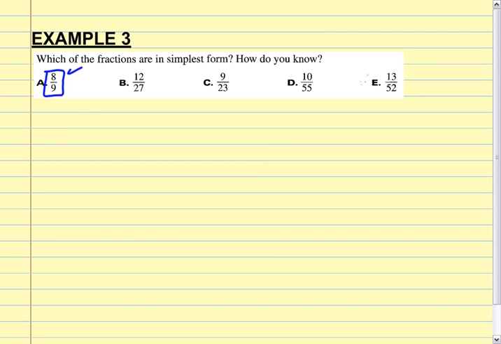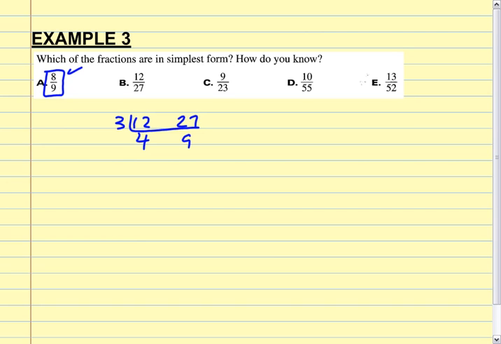Now, let's see. Hannah, 12 over 27. Is it reduced? I don't think it is either. Let's find out. 12 and 27. What goes into both of them? We'll start with 2. Does 2 go into both of them? No. Then go to 3. Does 3 go into both of them? Yes. All right. 3 goes into 12 how many times? 4. And 3 goes into 27? 9 times.